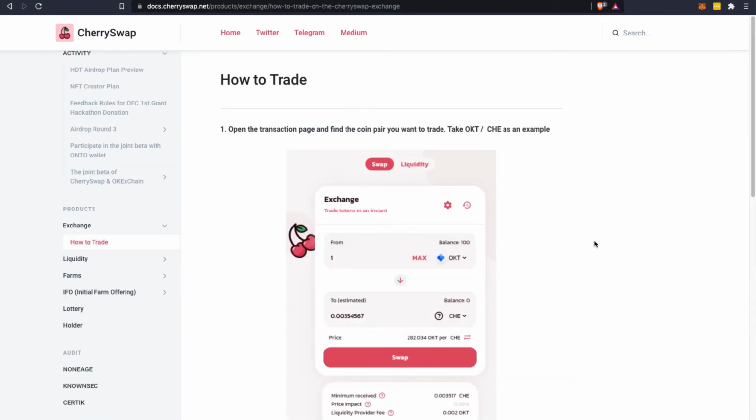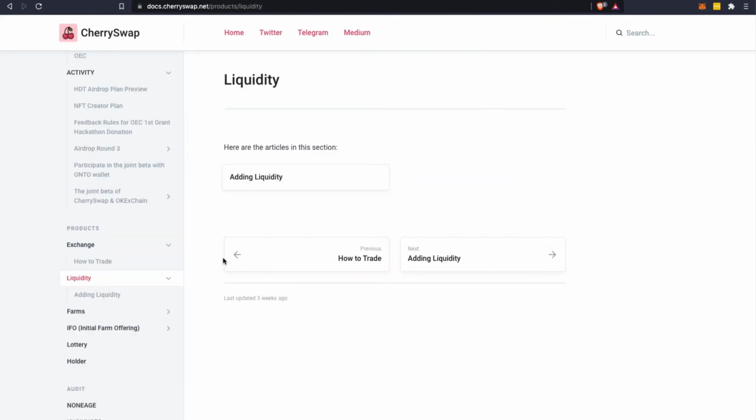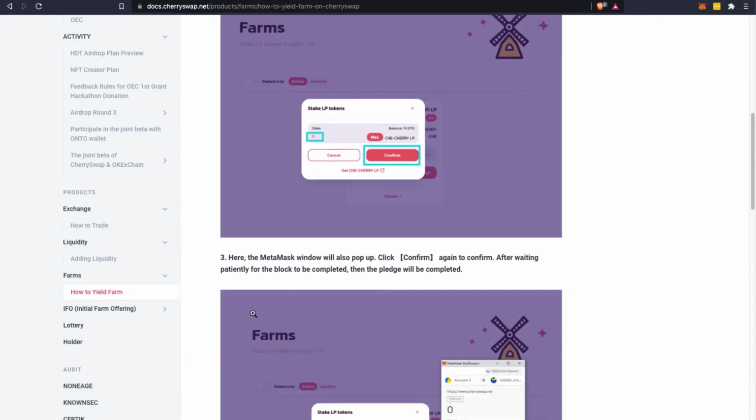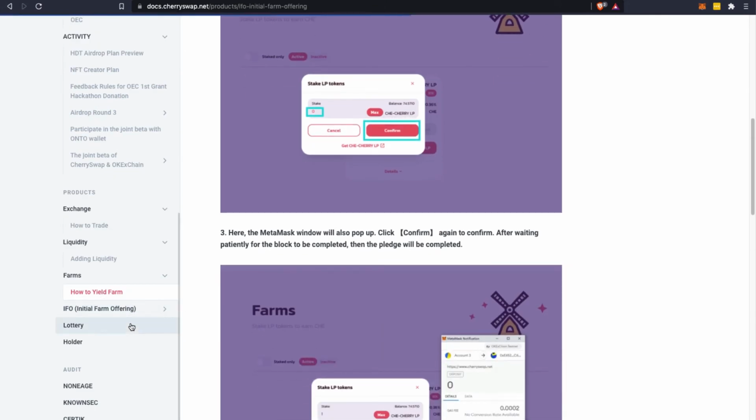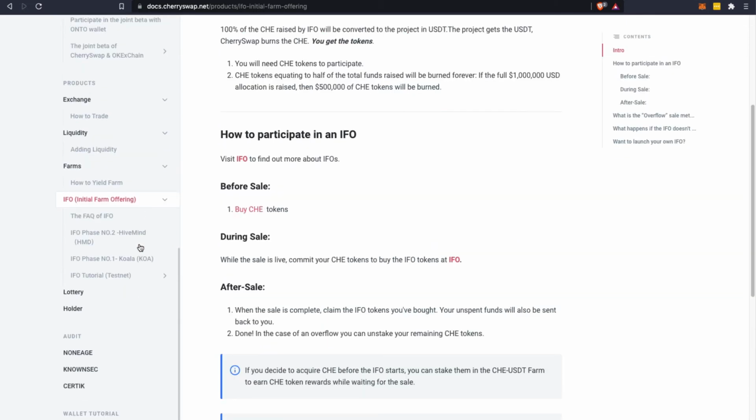Like I mentioned, this is their key feature on how to trade or swap tokens on their DEX itself. This is their main feature, the liquidity, adding liquidity to liquidity pools, on how to yield farm, how to participate in their farms. They have articles here, their initial farm offering, where you can use Cherry tokens or their LP tokens to purchase new token sales. Like I mentioned, they have already conducted 2 IFOs. One is Koala and the second one is HiveMind.